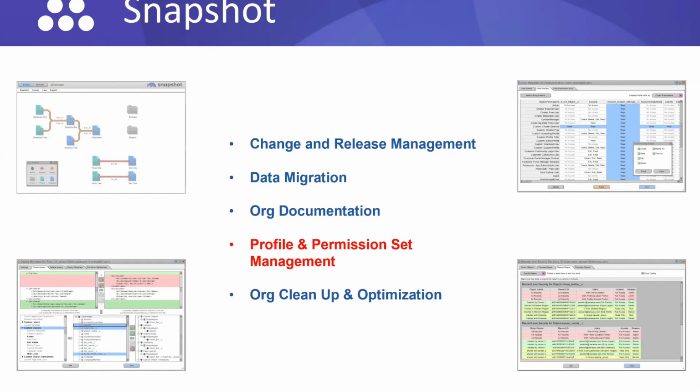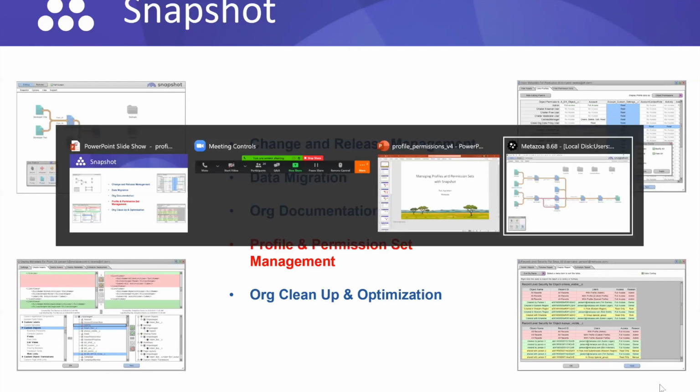And then we also have a suite of tools that do org optimization and cleanup. We have a custom algorithm for every metadata type, and we analyze it, and then we can tell you what's not being used, so you can clean up technical debt. You're moving to Lightning. You need to clean up your org. We really focus on that as well. So all of that together comes from a single UI, and it's really a complete org management tool that's really comprehensive. So with that, let's jump over and take a look.